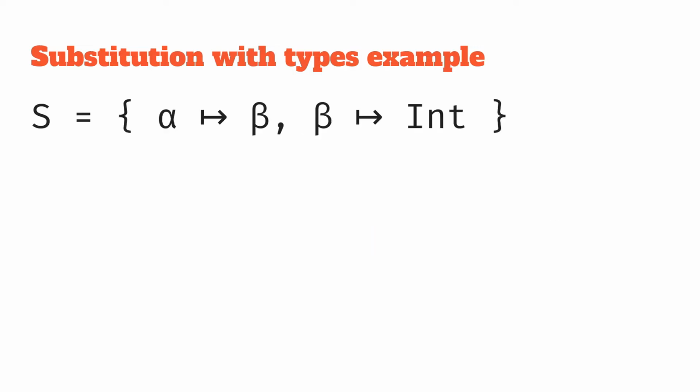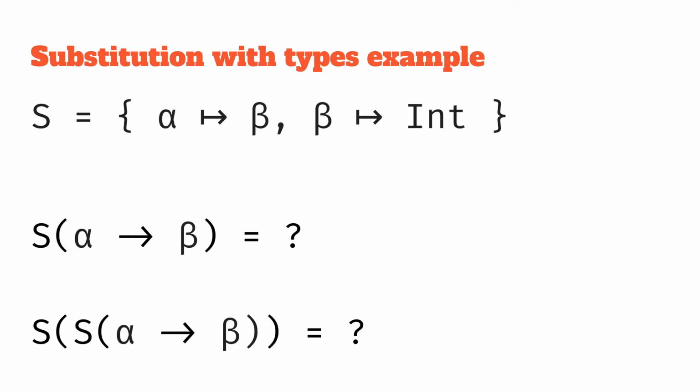So let's have another example. Here we've got a substitution of alpha goes to beta and beta goes to int. We've got 2 examples here. What happens if we apply this substitution on alpha goes to beta? Well, in this case, we get beta goes to int. Well, why is that? Because the alpha gets mapped to the beta, and the beta gets mapped to the int, and they're done simultaneously. So it's not the case that the beta then gets mapped to the int.